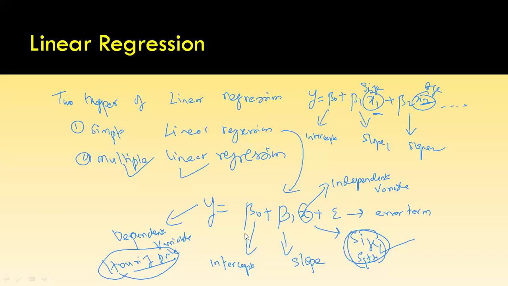Now we will see what exactly intercept is all about. First, I started with the big picture. Now we understood the equation for each type of linear regression. It's pretty simple. In simple linear regression, you have only one independent variable. In multiple linear regression, you have more than one independent variable.